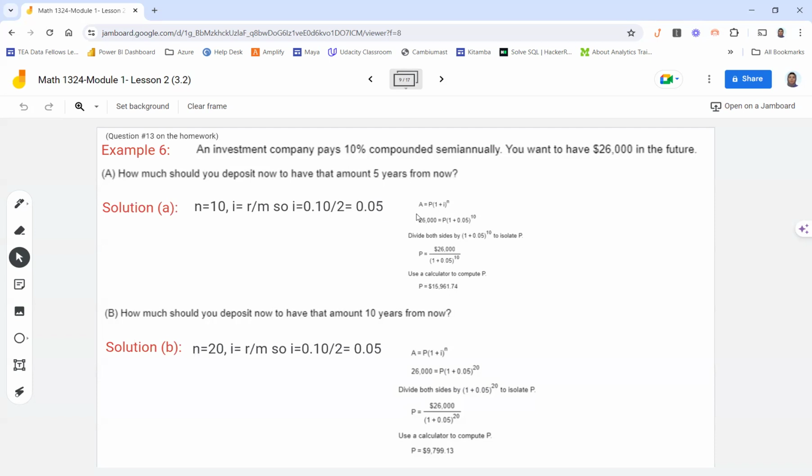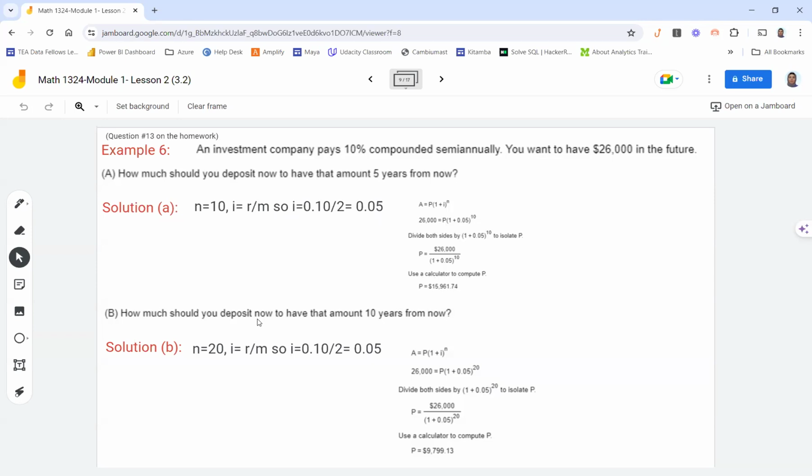Now the future value A is equal to P times (1 plus i) to the power of n. So A is $26,000. That's the future value. We don't know how much money we're going to put, so P is unknown. 1 plus i value is here 0.05, to the power of 10. And then using a calculator, you can either evaluate for P or you can solve the linear equation and you will find your P value.